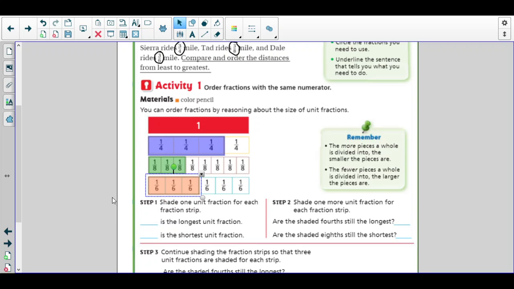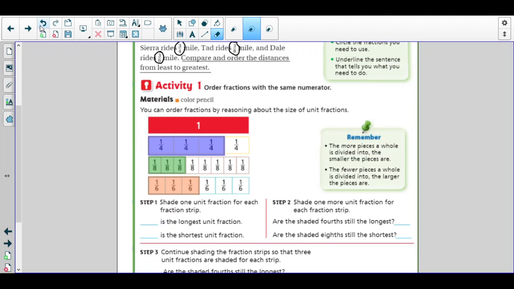Okay, so now we've got them colored in. All right, shade 1 unit strip for each one. Blank is the longest, blank is the shortest. So let's go ahead. The longest one, all right, that goes out the furthest is the 3/4. All right, so 3/4.